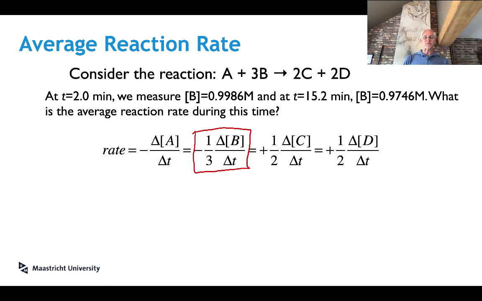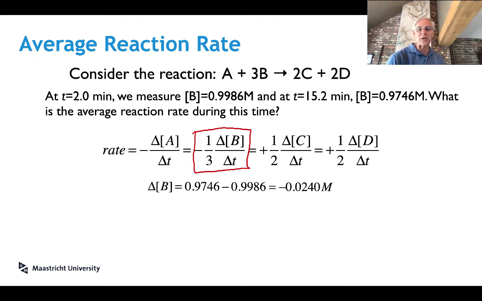But notice that A has no fraction in front of it, and that's because it has a coefficient of 1. B has a coefficient of negative 1/3 because, one, it's a reactant, and two, it has a coefficient of 3, so 3 becomes 1/3. C and D have 1/2 in front of them because they have a coefficient of 2, and they are both positive because they are products, and so their change in concentration is already positive.